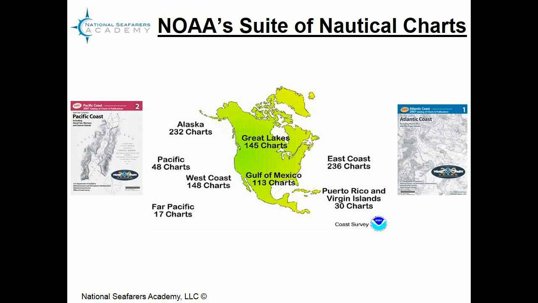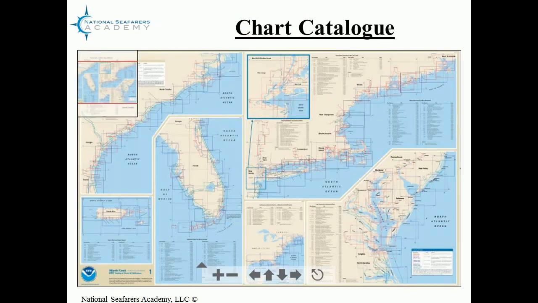The National Geospatial Intelligence Agency, formerly NATSEA, is responsible for producing deep water charts and charts in foreign waters. And the U.S. Army Corps of Engineers produces charts on the Mississippi River and other inland waterways. The chart catalog allows you to determine the correct chart via a graphic overlay.